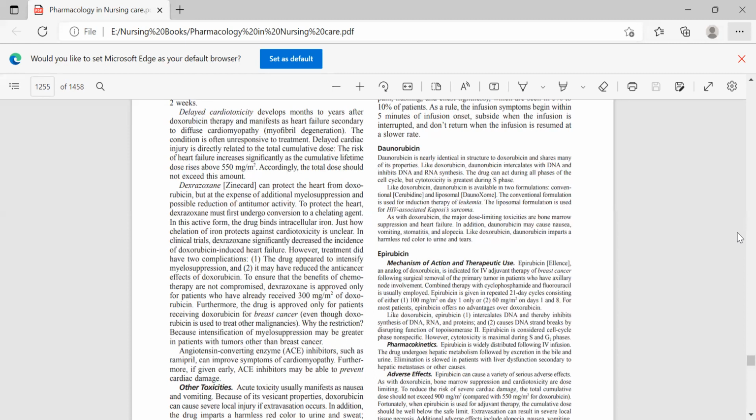We also learned the other toxicities associated with doxorubicin, which include nausea, vomiting, local injury if extravasation occurs, and harmless red color to urine and sweat. Dose limiting toxicity also includes neutropenia in case of bone marrow suppression; thrombocytopenia and anemia also occur. Neutropenia occurs in 70% of the patients. Some more toxicities include alopecia, stomatitis, anorexia, conjunctivitis, and pigmentation of the extremities.